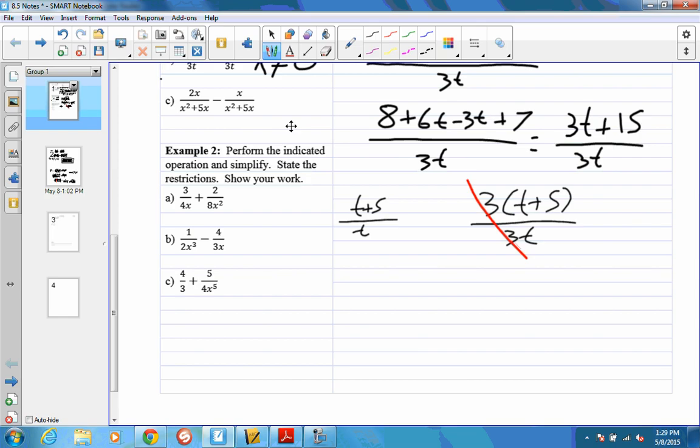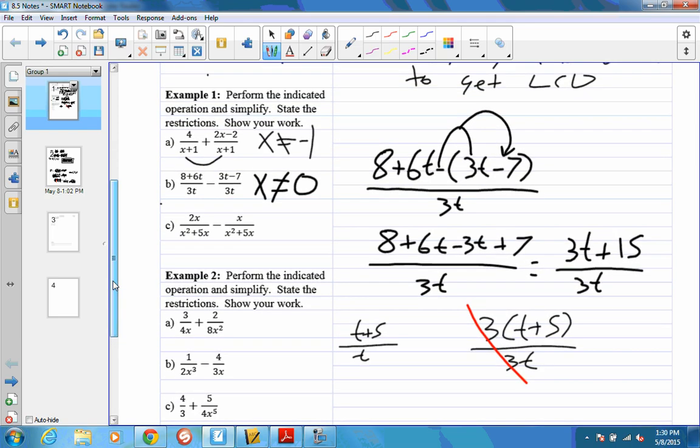How would I take a t out of t plus 5? You would get t times 1 plus. I can't pull a t out. That's it. Nothing else cancels. Wait, why is that a plus 7? Minus, and it has to distribute. Oh, I see. That's why we do the parentheses.